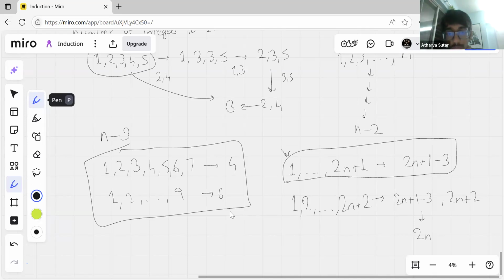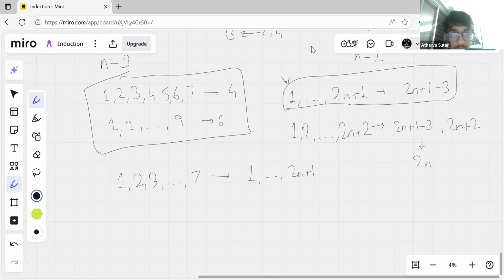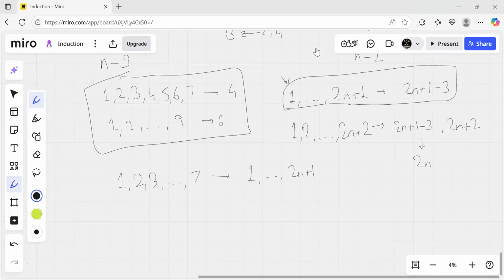Not 1 to 2n, but you want to prove 2n plus 1. For example, if it's true for, let's say, some 7, you want to prove that then it will hold for some larger 2n plus 1.